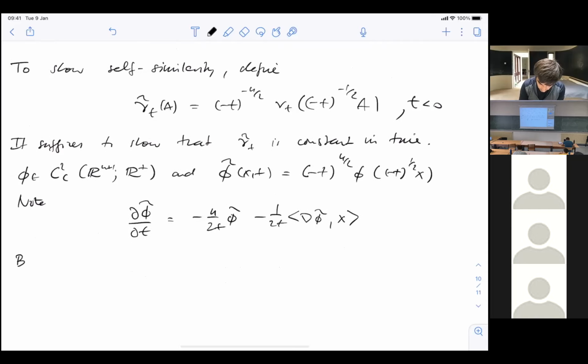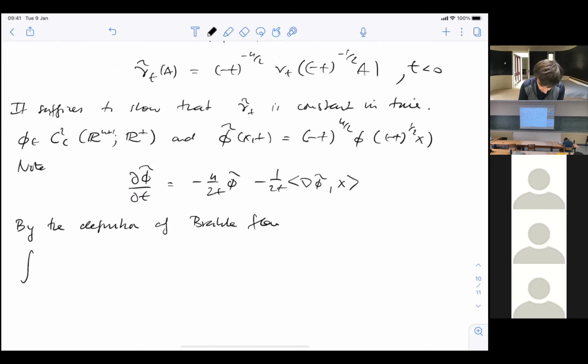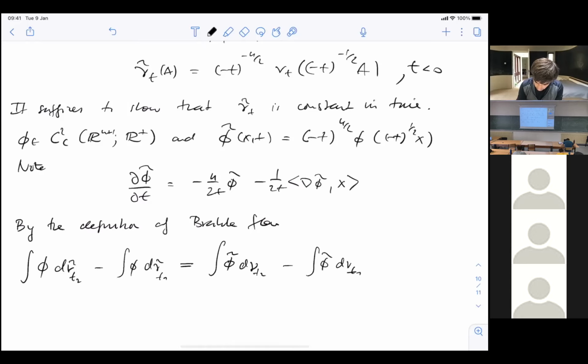Now, by the definition of Brakke flow, what do we get here? We want to prove it's constant in time. So we compute the integral of phi d nu twiddle of t2 minus the integral of phi d nu twiddle of t1. The idea is exactly this is chosen so that this is the same thing as looking at the integral of phi twiddle d nu t2 minus the integral over phi twiddle d nu t1. You can check this.